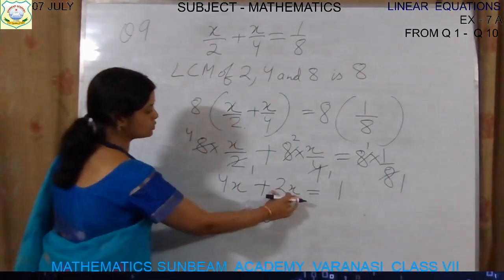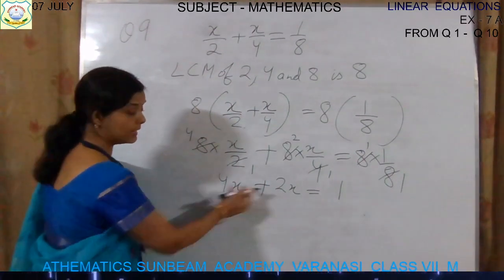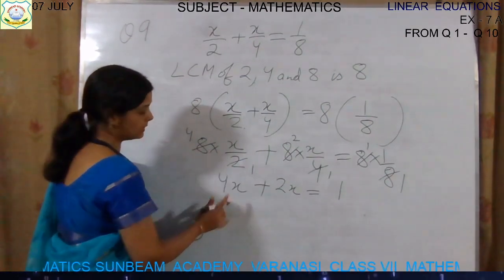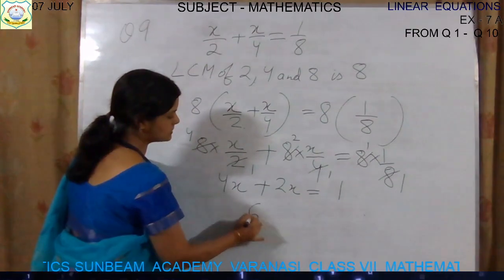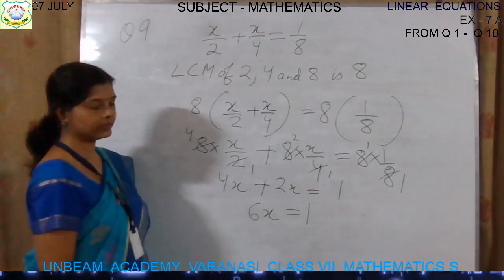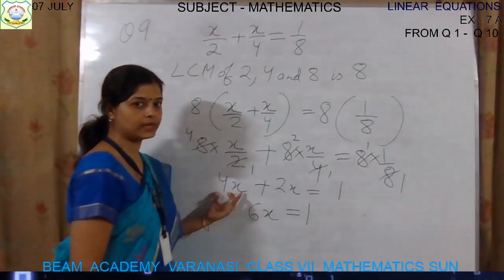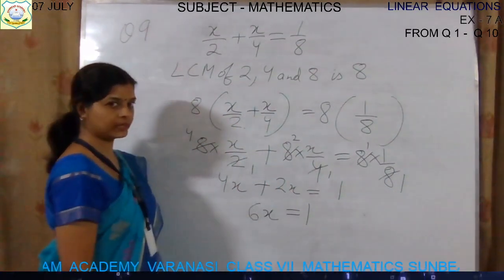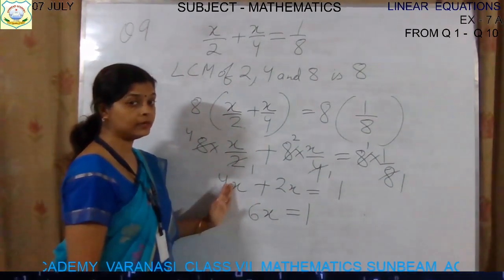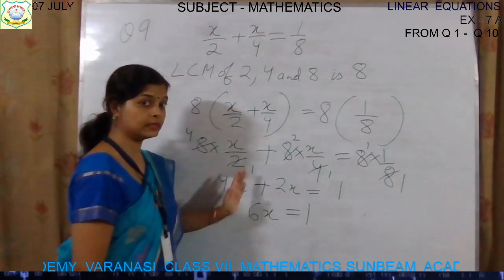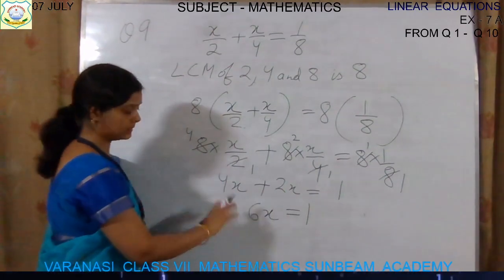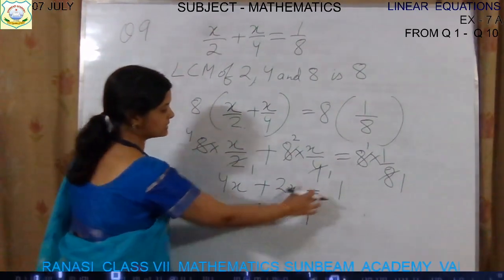Now 4x plus 2x, how many x are there now? Add them, children. Like terms have the same variable with the same power. So 4x plus 2x will become 6x is equal to 1. We can add x with x, okay? 4x and 2x, yes, we can add. If the question is 4x plus 2, we can't add, because we need x in all the terms to add them. So x is here, yes, we can add or subtract them. So 4x plus 2x is 6x is equal to 1.